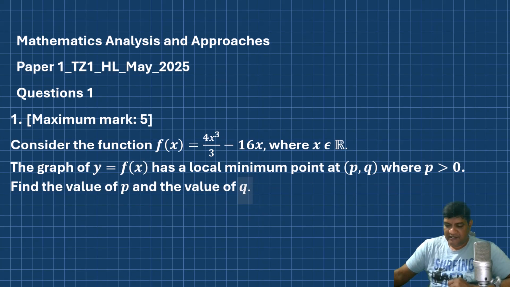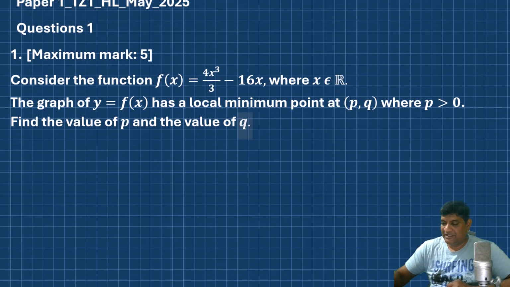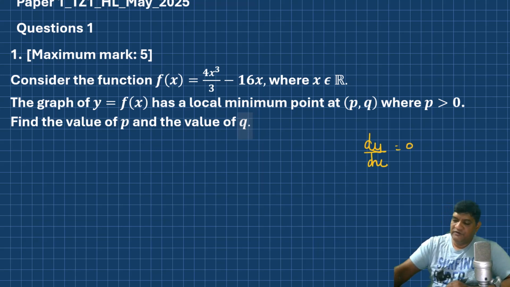5 marks for it. For finding the maximum or the minimum point, or basically the extreme point, we differentiate the function and equate that to 0, right? And that's when we get the extrema. Okay, we're going to do the same thing for this.